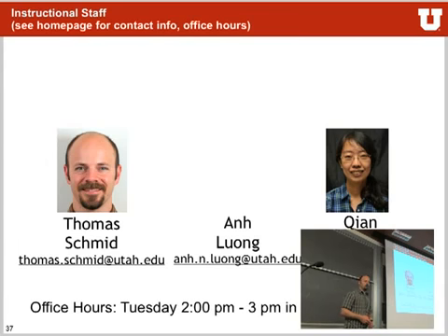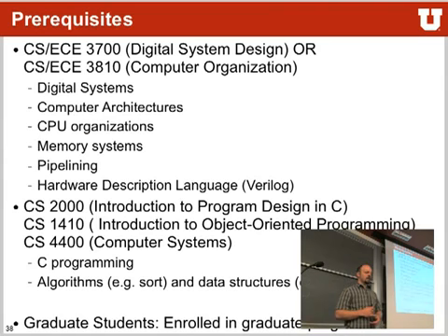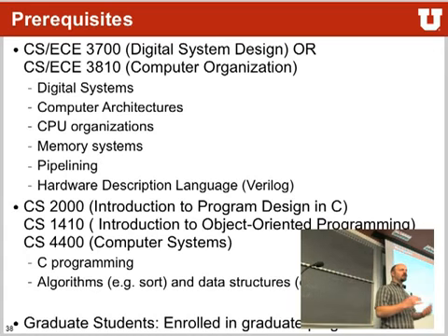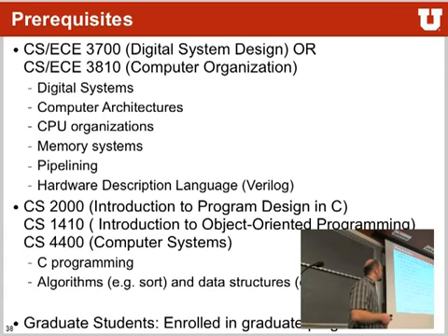Prerequisites for the class: CS ECE 3700, Digital Systems, or 3810, Computer Organization. This is mainly because you have to have a little bit of background in memory and pipelining. You should know what digital systems are and hopefully know a little bit of what Verilog is. The other prerequisite is computer programming, either CS 2000, CS 1410, or CS 4400, mainly because you should have a background in C programming, if possible. If you know Java, you will probably have a hard time in this class unless you're really quick in picking up programming languages, because what we are programming in is C, assembly, and Verilog for the FPGA part.